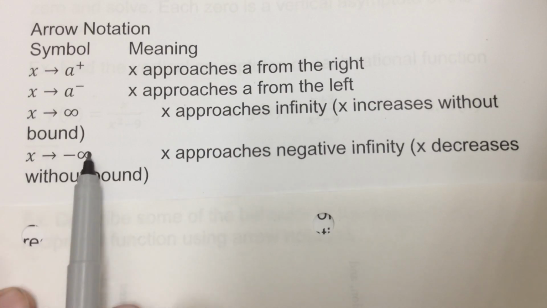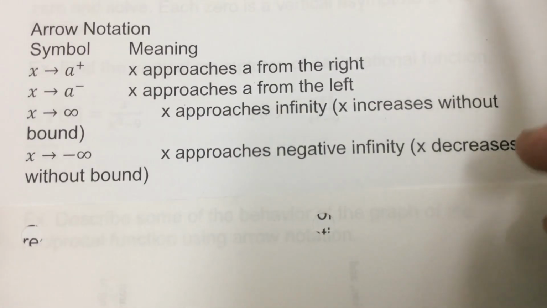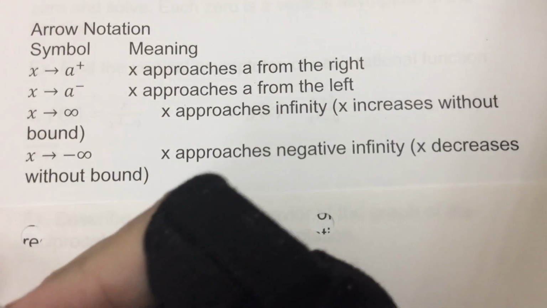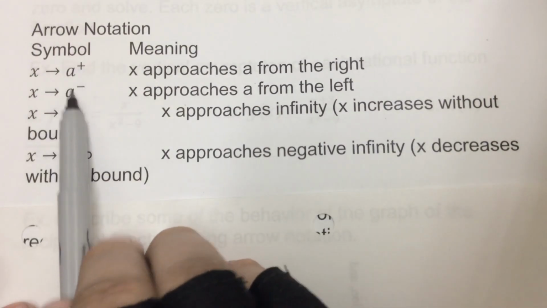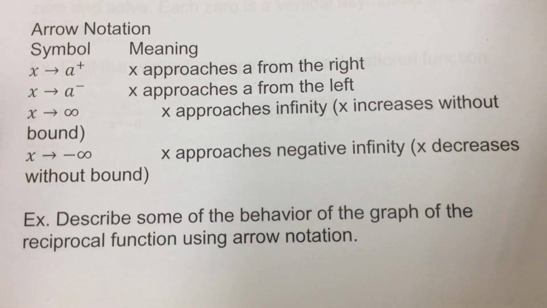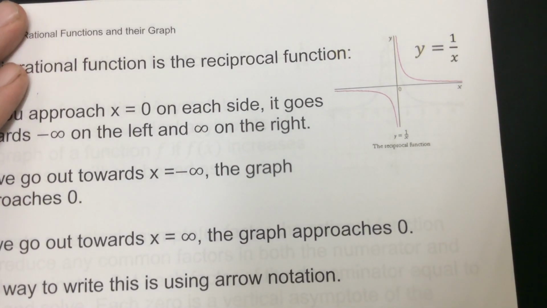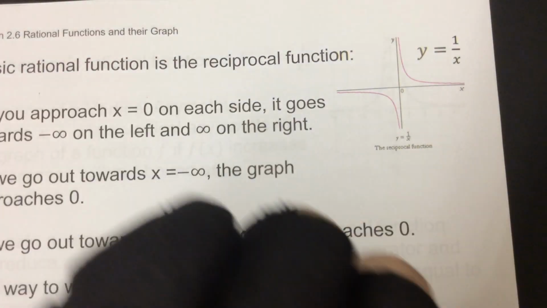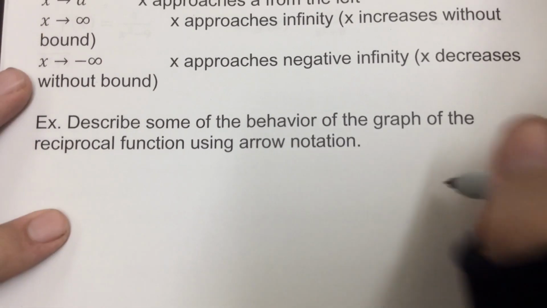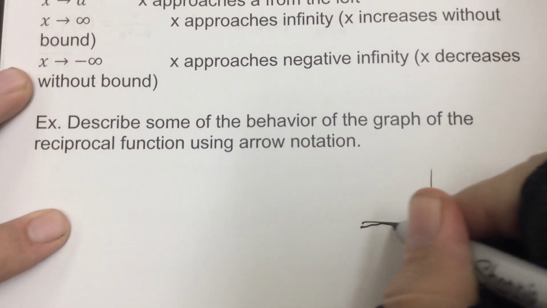So as x changes to this value, what's our graph doing? Now, if it's infinity or negative infinity, there's only one way to go to that. Negative infinity, we're heading to the left. Positive infinity, we're heading to the right. But if it's any other value, we could approach it from the left or the right. So maybe from one side it's doing one thing, from the other side it's doing another thing. Just like what we're doing here. From the one way, it goes down. The other way, it's going up. Okay? So we use arrow notation here to describe that reciprocal graph. So the graph is doing this.